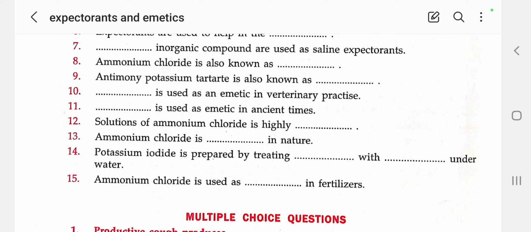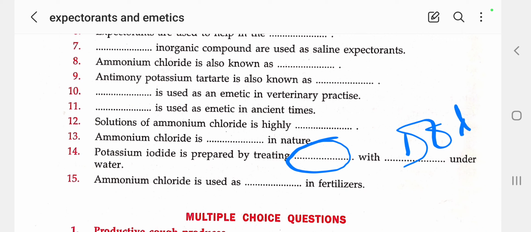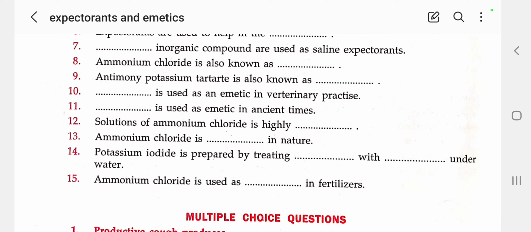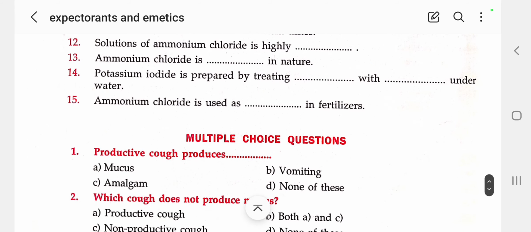So next one, potassium iodide is prepared by treating iron filings with iodine. Iron filings with iodine will form the potassium iodide. Next, ammonium chloride is used as a nitrogen source. Here ammonium chloride is used as a nitrogen source in fertilizer.